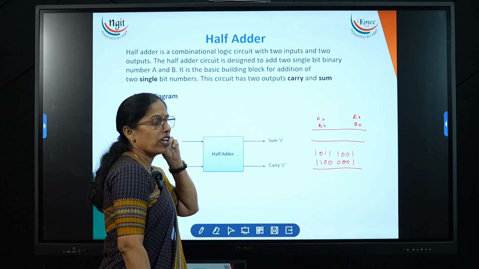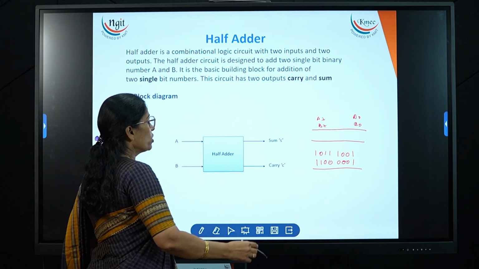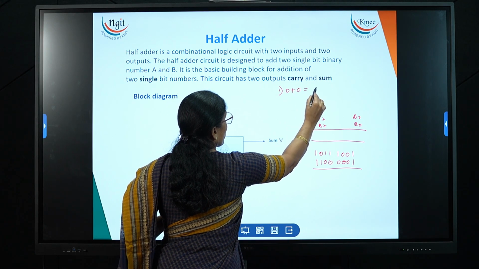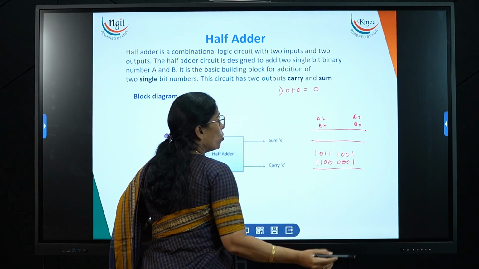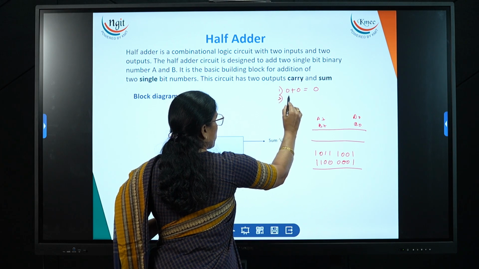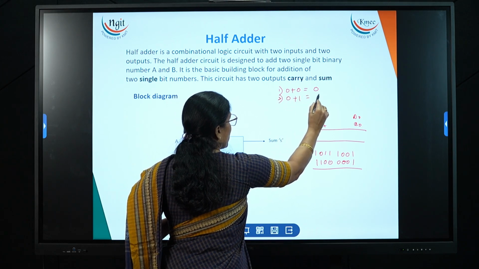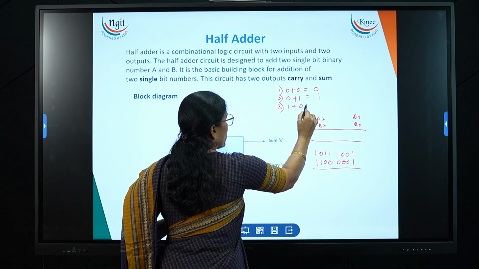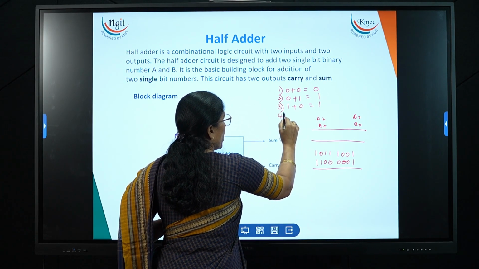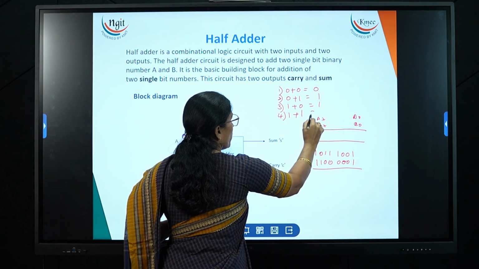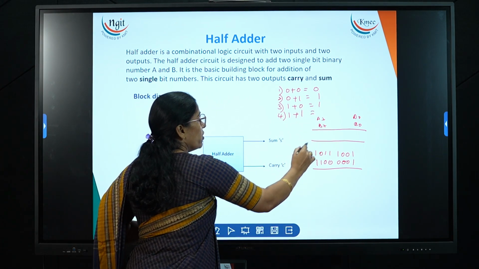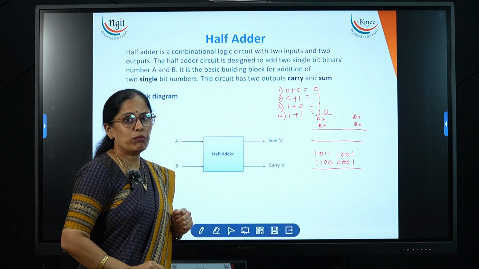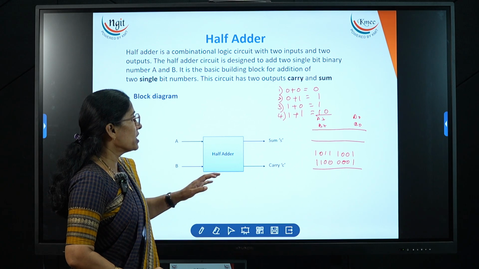If my data is like this, then how do we add the values? For that we have the additive properties. So what are those additive properties? Property number 1, when you are adding 0 plus 0, you get a sum of 0 and no carry. Property number 2, 0 plus 1, the sum is 1 and no carry. And 1 plus 0, also the sum is 1, no carry. And the fourth one, when you are adding both ones, 1 plus 1, we get 10. In this case, 0 is the sum and 1 is the carry. Okay, these are the additive properties.